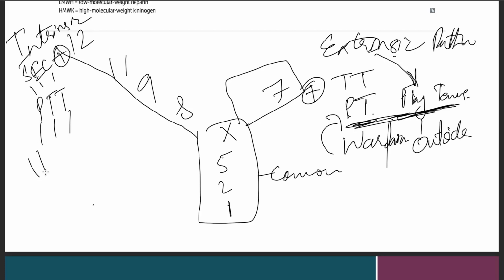And heparin, intrinsic PTT. Play table tennis. Table tennis is always inside. So play table tennis, that's an intrinsic. We give heparin, and heparin can be checked by PTT.